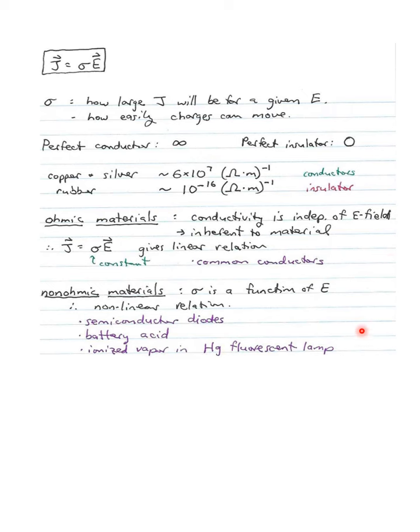Now there are also materials that don't obey that mathematical rule, and they are non-ohmic materials, in which sigma, the conductivity, is actually a function of the electric field. You change the electric field, and that actually changes the conductivity within the material. So there's a nonlinear relation that comes from this equation. Examples of this are semiconductor diodes, battery acid, and ionized vapor in mercury fluorescent lamps.